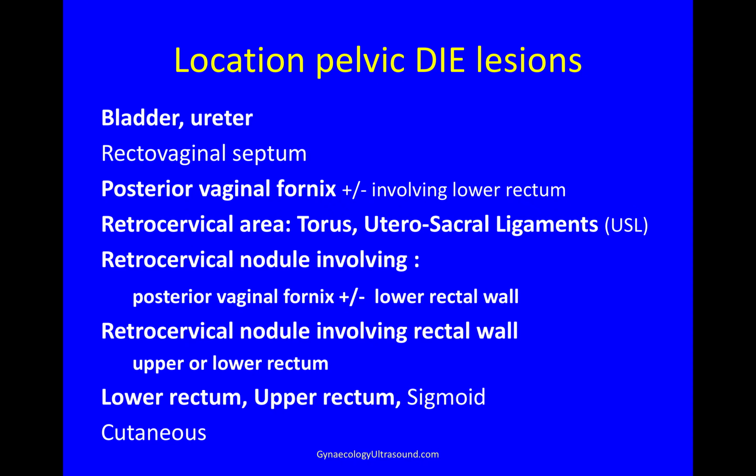Where can you find these lesions? You can find them in the bladder, ureter, posterior vaginal fornix, maybe involving the lower rectum, retrocervical area of the torus and uterosacral ligaments, a retrocervical nodule involving either the posterior vaginal fornix and or the lower rectal wall, a rectocervical nodule involving the rectal wall of the upper or lower rectum, and then it can be in the lower rectum, upper rectum, sigmoid, some other areas, and also cutaneous.